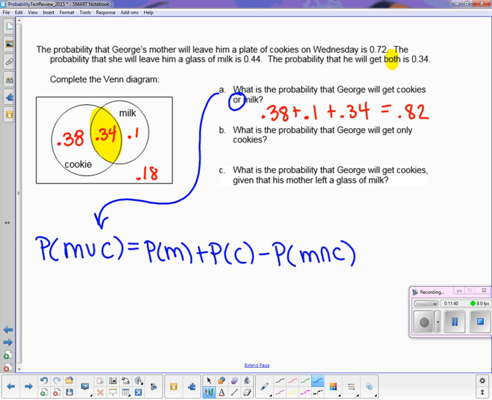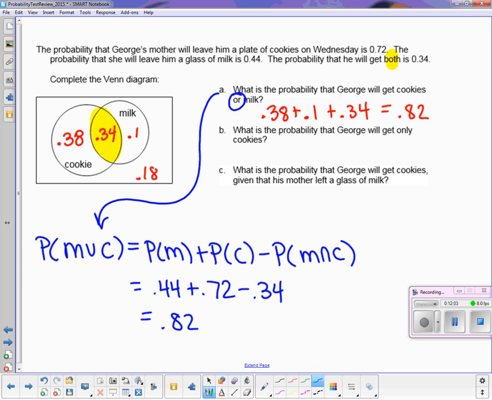So let's see what it is. Probabilities of milk. Again, I'm not using my Venn diagram here. I'm just saying all of milk is 0.44. All of cookies is 0.72. And then both cookies and milk is 0.34. Those also add to be combined to be 0.82.